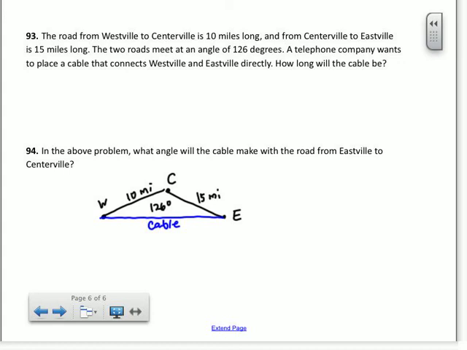Okay, can I use SOHCAHTOA? Nope, no 90-degree angle. Can I use Law of Sines? No, because I have my angle C, but I don't have side C. And then I don't have any other angles. So we can't use Law of Sines. So I'm going to use Law of Cosines.